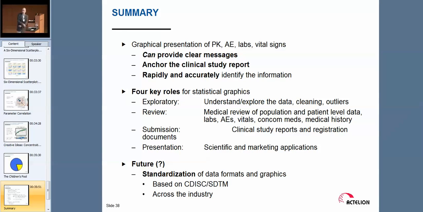And a glimpse of the future might be, and I put a question mark here because I'm not convinced myself yet, standardization of data formats and graphics. Largely, pharmaceutical companies tend to have libraries of what kind of tables they produce, and they try to do the same for graphics, but that's a bit more difficult because, as I argued beforehand, one has to think about what one wants to show, what's inside the data. So one could imagine that based on the SDTM format, data gets standardized across the industry.